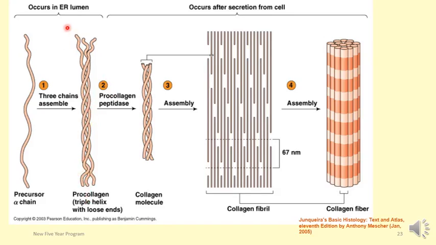Then from the lumen of the rough endoplasmic reticulum, the procollagen molecules will be passed to the Golgi apparatus, where they are packaged into secretory vesicles and released to the extracellular space. Within the extracellular space, procollagen peptidase acts on this molecule, removing the loose ends and forming collagen molecules. These collagen molecules assemble to form collagen fibrils. Then a group of fibrils assemble to form collagen fibers.